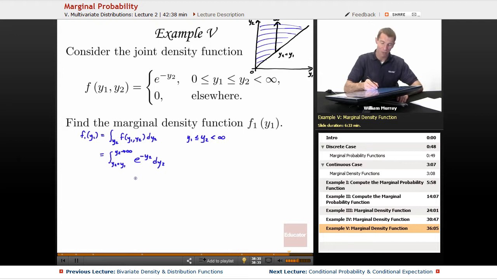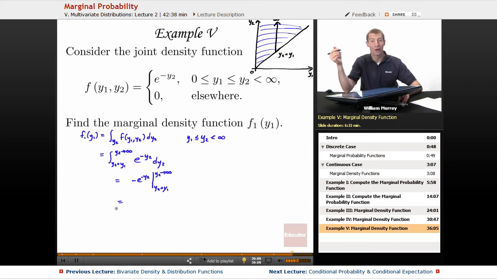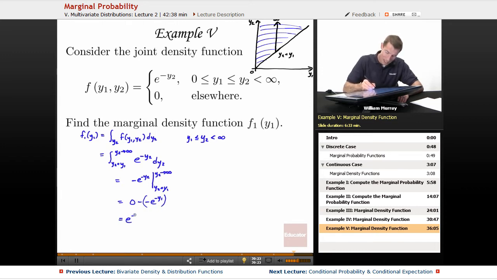Now, the integral of e to the negative y2 with respect to y2 is negative e to the negative y2. I did a little u substitution in my head to get that integral, and I want to evaluate that from y2 equals y1 to y2 taking the limit as it goes to infinity. And now if I plug in infinity, that's e to the negative infinity, which means 1 divided by e to the infinity. 1 over infinity is just 0, minus negative e to the negative y1, because I plugged in y2 equals y1. And so that simplifies down to e to the negative y1.